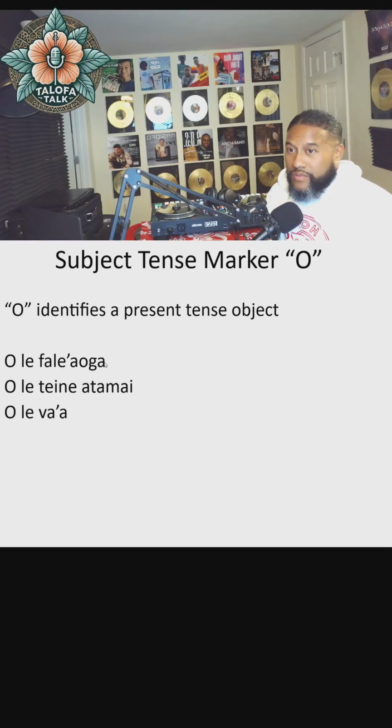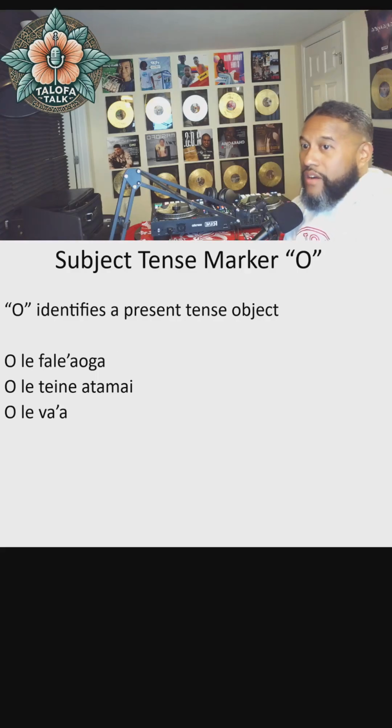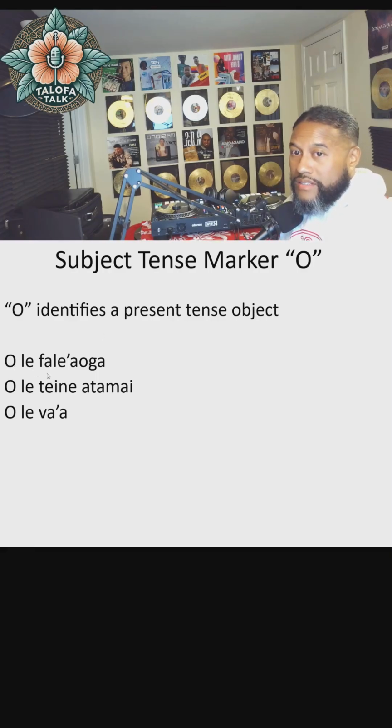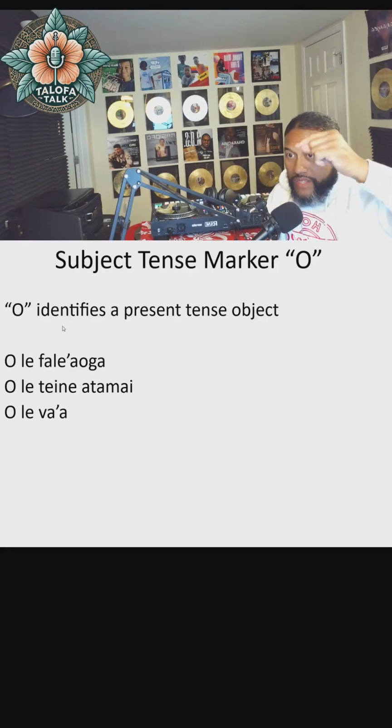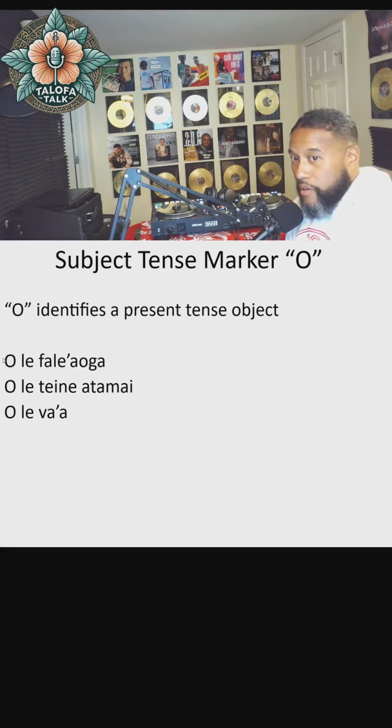Now, if you studied the words, there was a long list of vocabulary. What's the word for fale aonga? What's the meaning of fale? Yeah, school. So if I say ole fale aonga, it is the school. The o part is saying it is the school, it presently is the school. So this is a tense marker for nouns.